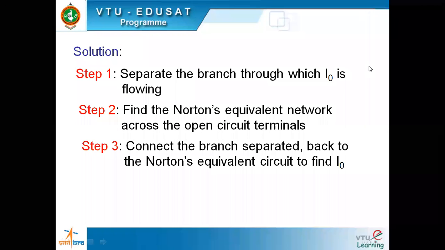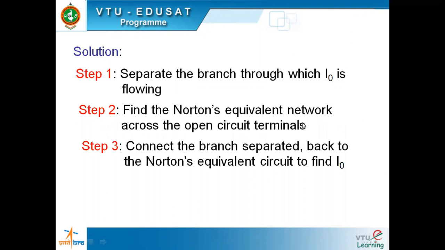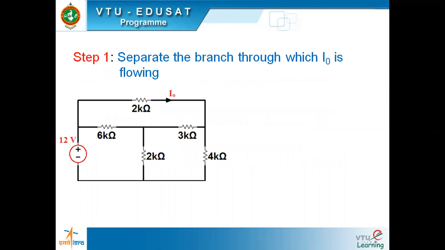So this is a three-step problem. First, separate the resistor, and you will be availing the open circuit terminals. Across the open circuit terminals, find the Norton's equivalent network. Then, once you have found the Norton's equivalent network, bring back the resistor that you had separated, connect that back, and find the current that is flowing through it. So that is what the solution would be.